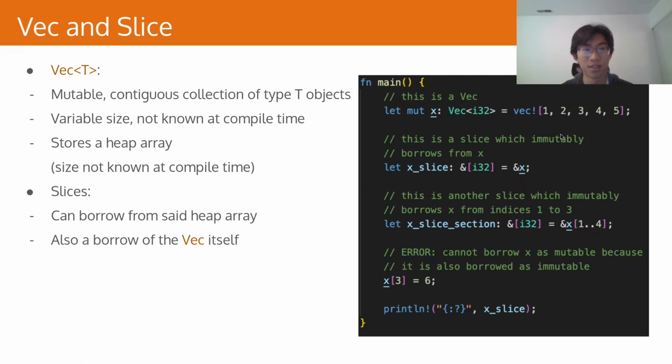So here this code looks similar to the previous code, except instead of an array, we have a vector of i32s. So here again, by using ampersand x, we can get a slice of the data that the vec is holding. And then again, we can borrow a subarray. And then again here, we can't modify x because it's already being borrowed immutably from these slices that we use later on.